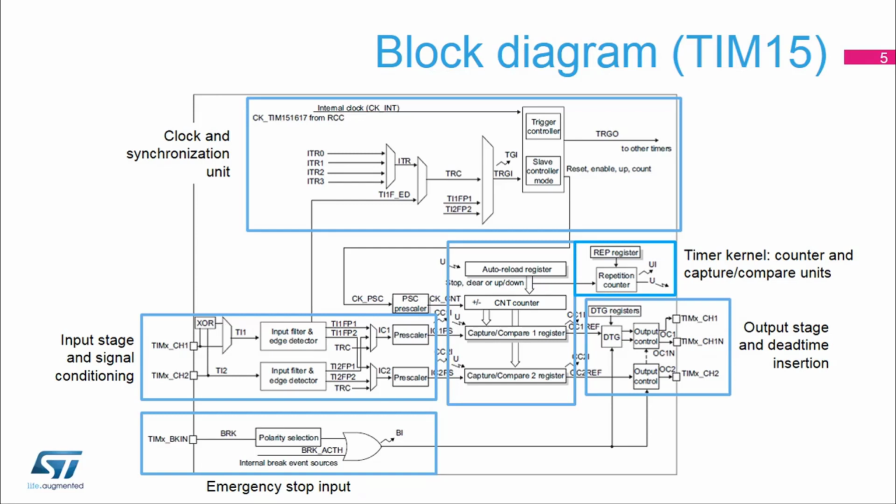Shown on the left are the input stage and the input conditioning circuitry, while on the right we have the output stage. It includes Deadtime insertion for providing complementary PWM outputs suitable for half-bridge power stages. Note that TimXCH1 and TimXCH2 appear on both sides to indicate that they are both input and output capable. Finally, a TimXBKIN input can be used for a PWM emergency shutdown.